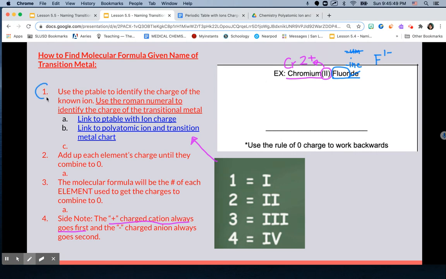So now I've completed step number 1. I've used the periodic table to identify the charge of this ion, fluorine, and I've used the Roman numeral to identify the charge of this transition metal. So on to step 2. So I'm going to rewrite the 2 element symbols and their ions down here.